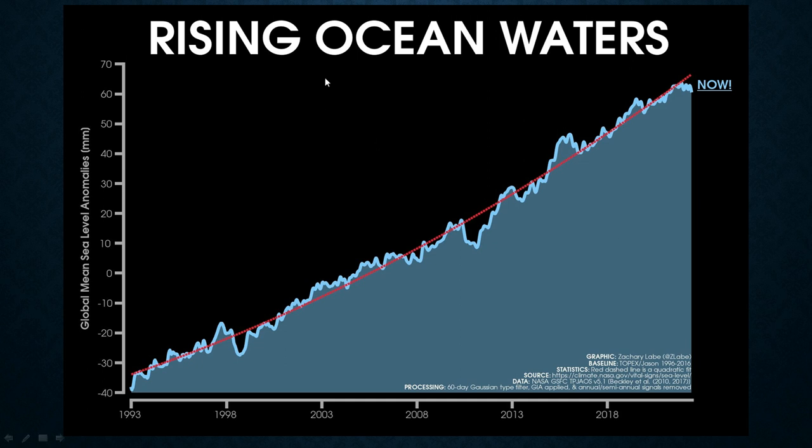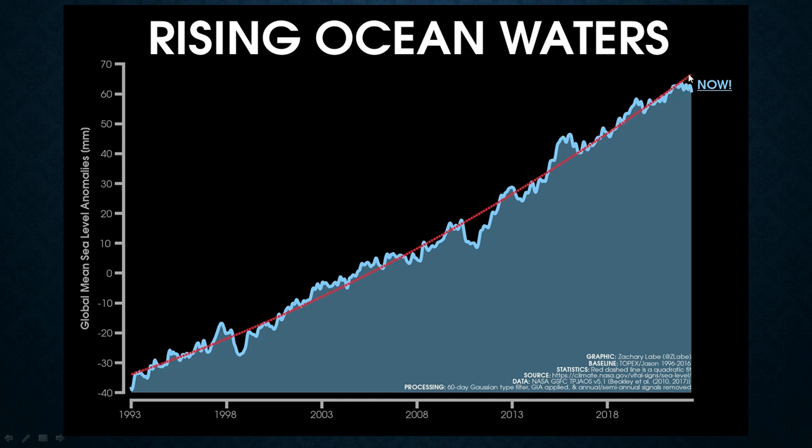And now look at the rising ocean waters. The global mean sea level anomalies are measured in millimeters. The baseline is just from 1996 to 2016, that's like a 20-year period. They start this in '93, and we can see a couple little dips here and there, but overall, sea level is rising.